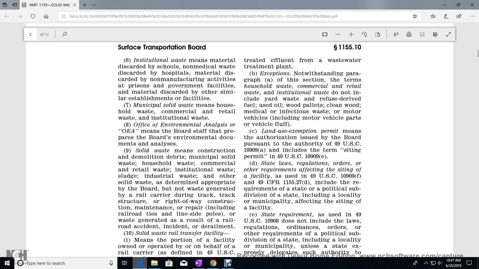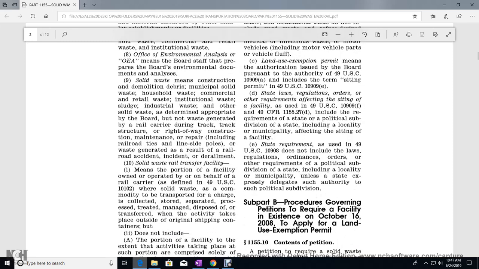E. Land use exemption permit means the authorization issued by the Board pursuant to the authority of Title 49 U.S. Code 1099(a), including the form and setting of the permit under Title 49 U.S. Code 1099(e). State laws, regulations, orders, or requirements affecting the siting of the facility are within Title 49 U.S. Code 1099(f) and Title 49 CFR 1155.27(d), and include the requirements of the state or political subdivision of a state, including a locality or municipality, affecting the siting of the facility.